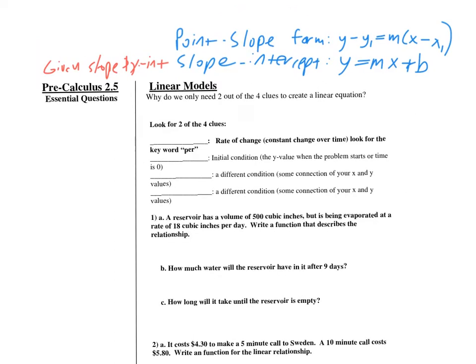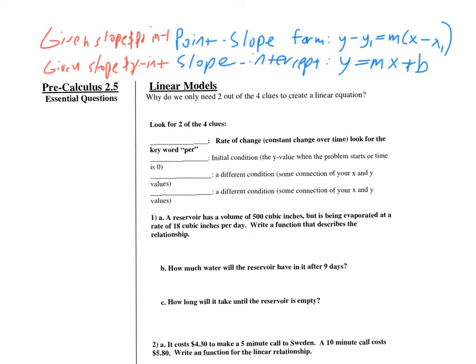On the other one, if you are given the slope and another point, you would use the point-slope form. So once again, very logical here. If you're given a slope and a point, you're going to use the point-slope form.